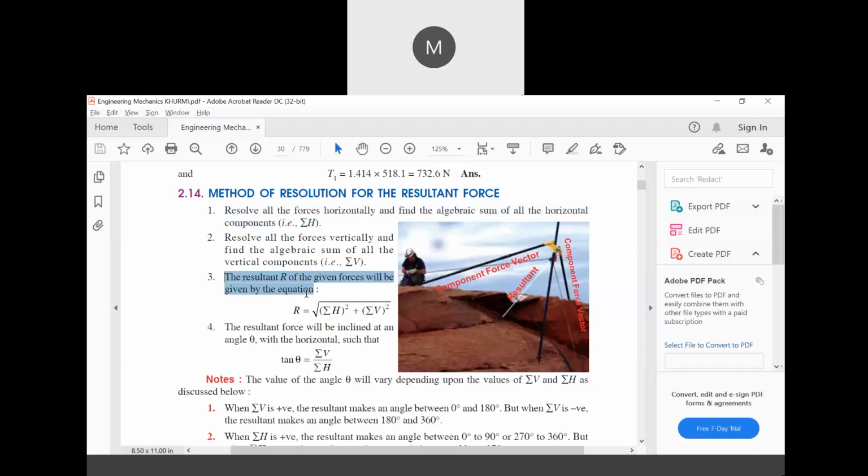Then the resultant is given by the square root of summation of H squared plus summation of V squared. Summation of H squared means the summation of all the horizontal forces, plus the summation of all the vertical forces that you have resolved. Then the resultant force will be inclined at an angle theta, such that tan theta is equal to summation of V over summation of H.